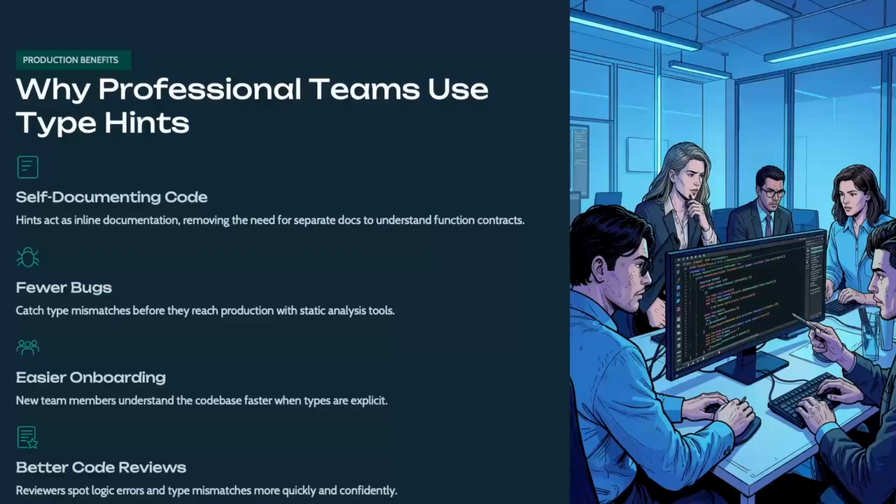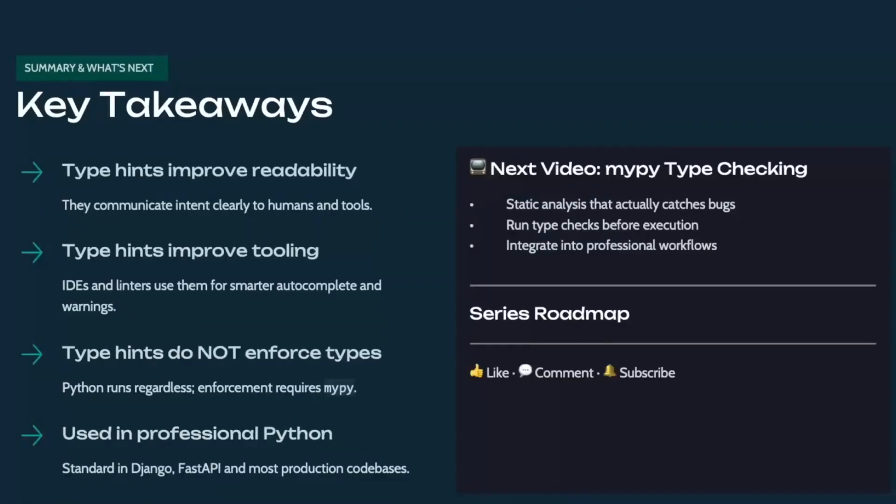And finally, better code reviews. Reviewers can identify issues more quickly when function contracts are explicit. These benefits become increasingly important as our project grows larger. Now, let's do a quick recap of this video.